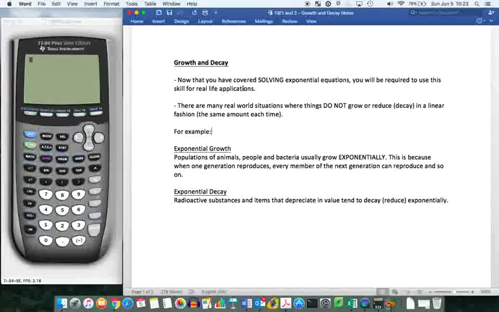That's the reason I think why exponential equations are in year 11: exponential functions and exponential equations are actually more common in real life than linear equations and functions, because things multiply in certain ways or decay in certain ways. So that's what this last topic here is all about, growth and decay. Because now that we've covered solving exponential equations, you're going to be using them in real life applications. There are many real world situations where things do not grow or reduce in a linear fashion, or by the same amount each time.